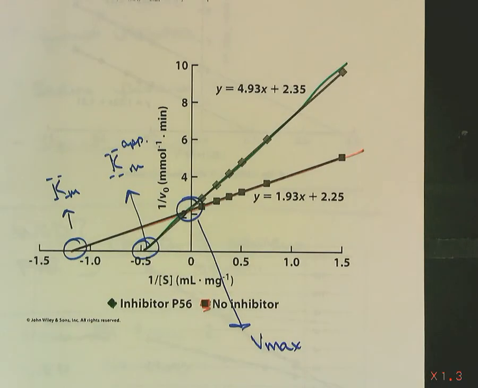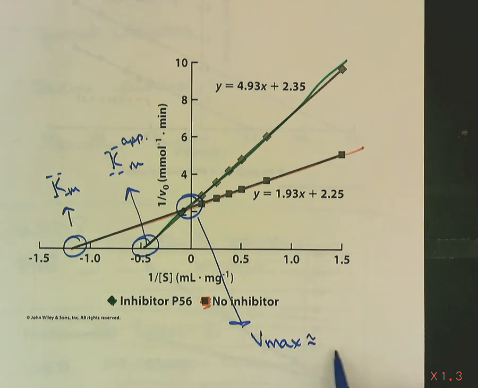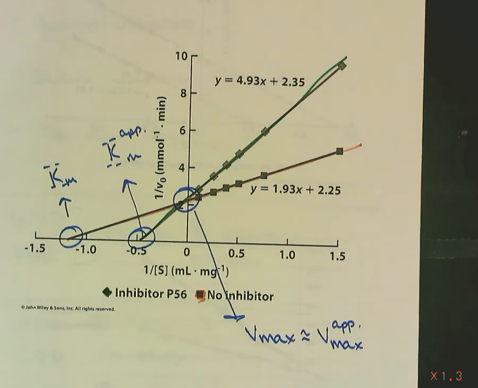And if you solve this mathematically on your quiz, you would see that the Vmaxes are not the exact same number, right? They were close. They were close to each other. So it means that the real Vmax is approximately equal to the apparent Vmax. So when we say Vmax has not changed, we're really saying the apparent Vmax is almost the same as the actual Vmax for the experiment. The y-axis point has not changed.